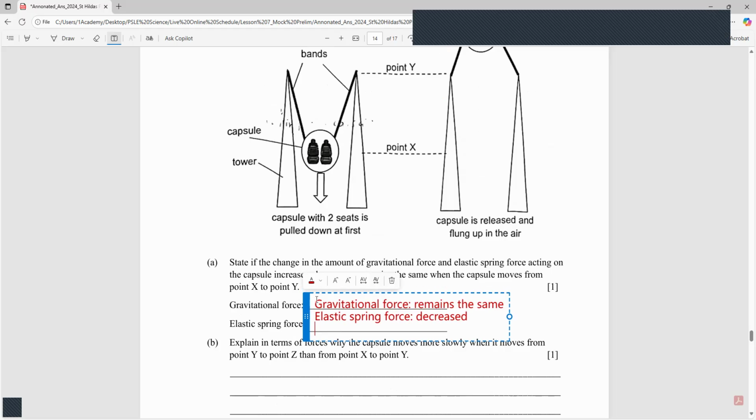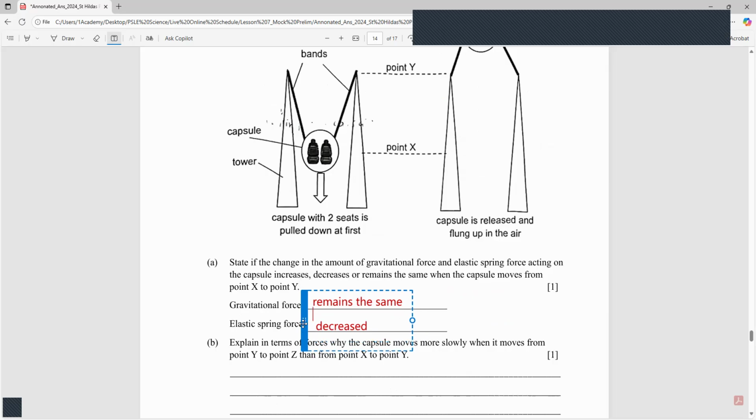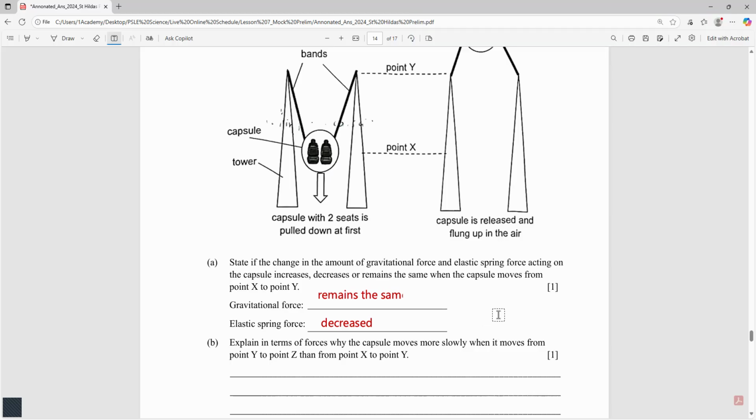So the gravitational force remains the same, because gravitational force is gravity, and then the elastic spring force decreases. So the answer for these two. They say when the capsule moves from point X to point Y, the elastic spring force decreases because it has released. Explain in terms of forces why the capsule moves more slowly when it moves from point Y to point Z than from point X to point Y. Why does it move so slowly?